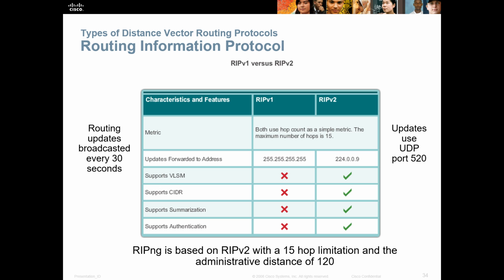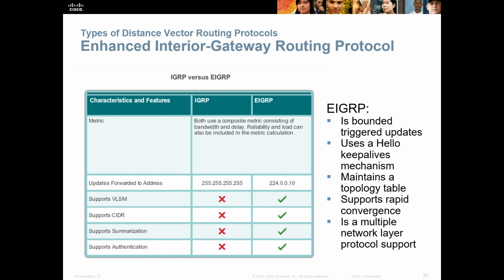EIGRP differs from IGRP by pretty much the same thing. It will send updates via multicast. It does support VLSM, CIDR, route summarization, and authentication. So again, EIGRP is just the newer version. It uses bounded triggered updates, meaning it will actually send updates if it notices changes. It uses a hello keepalive mechanism, it maintains a topology table, and it does support rapid convergence.